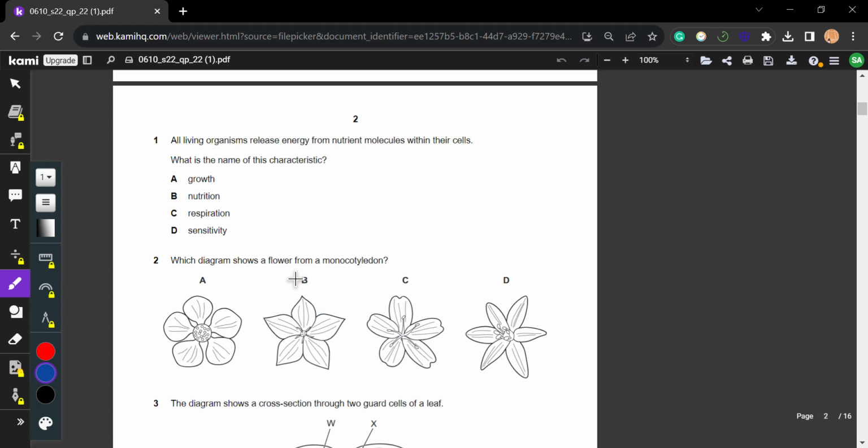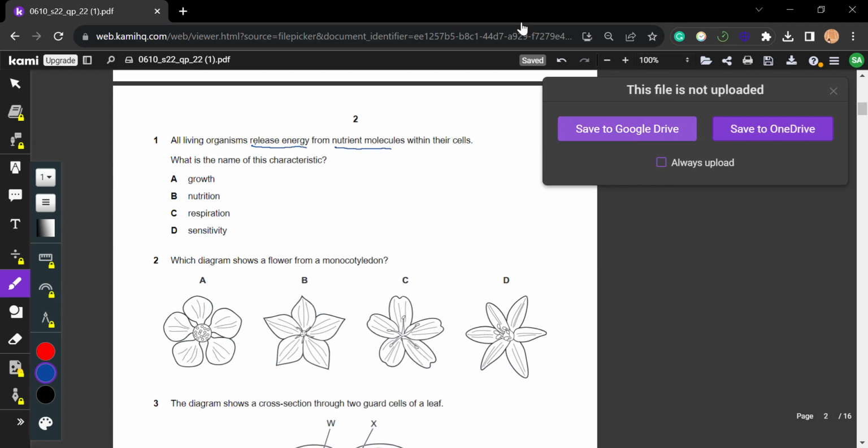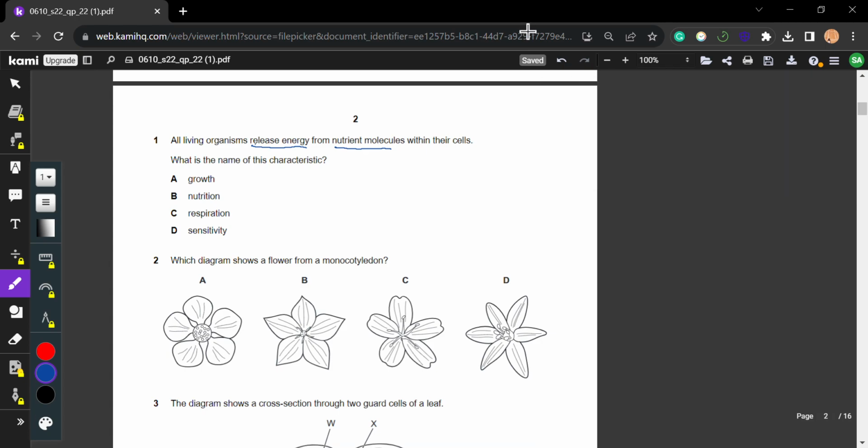Now, let's get started. Question number 1. All living organisms release energy from nutrient molecules within their cells. Okay. Now they release energy. You're going to underline this word because this is a key word in this MCQ. And from nutrient molecules, right? What is the name of this characteristic?